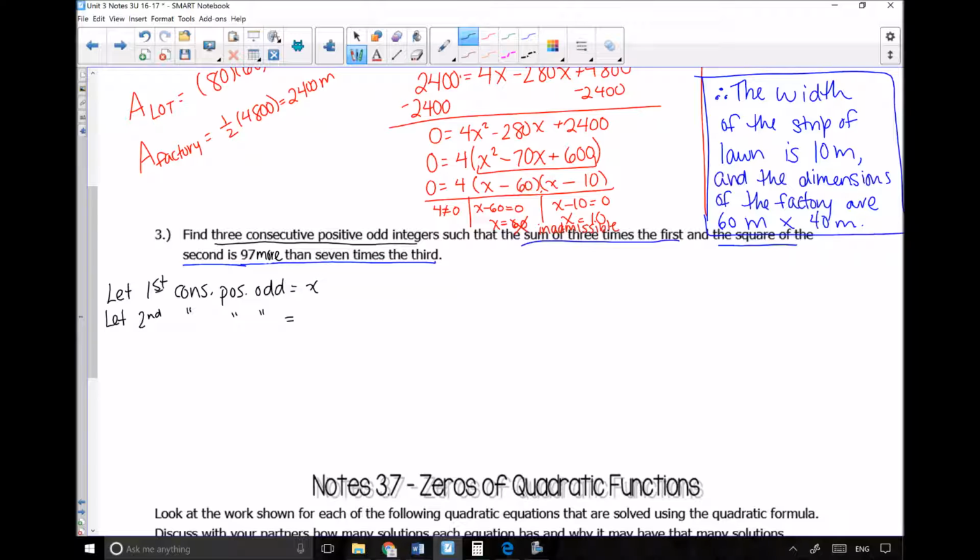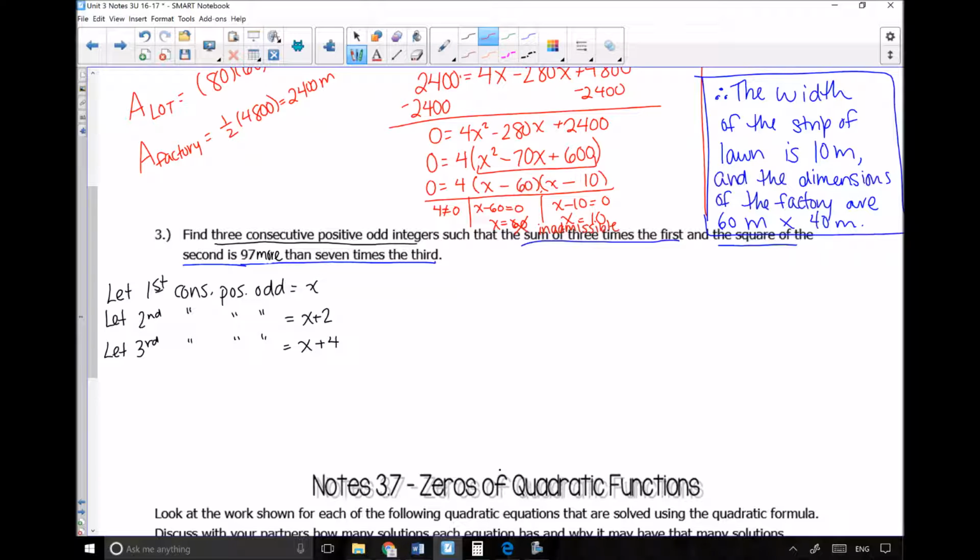So for example, the integer 5, the next odd integer after 5 is 7, because you have to add 2 to go from one integer to the next. So it's going to be x plus 2. And then we're going to let the third consecutive positive odd integer be x plus 4. And now we're going to translate everything that it says here.